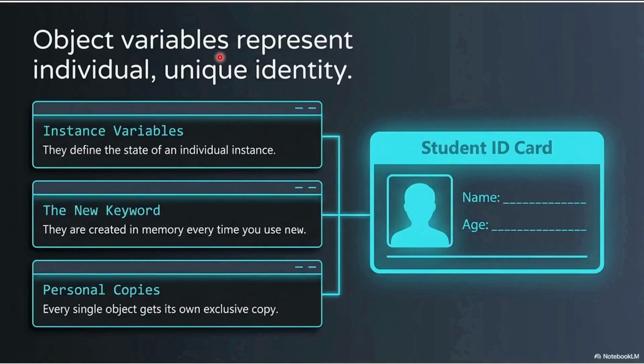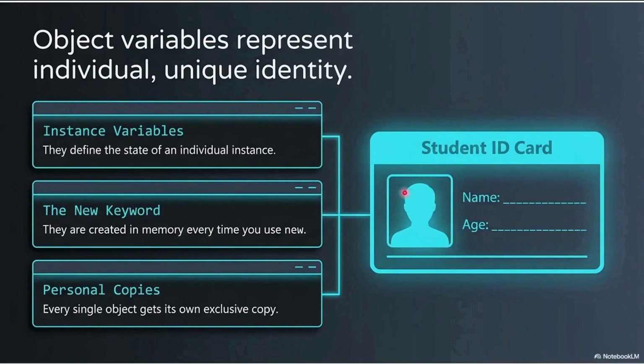So object variables, what are object variables? As I told you in the previous videos, any variable that is declared immediately inside the class is an object variable. Object variables represent individual and unique identity. They are also called instance variables. Remember that. They define the state of an individual instance. With the new keyword, they are created in memory every time you use new, and they are personal copies. So every object holds its own data, and every single object gets its own exclusive copy.